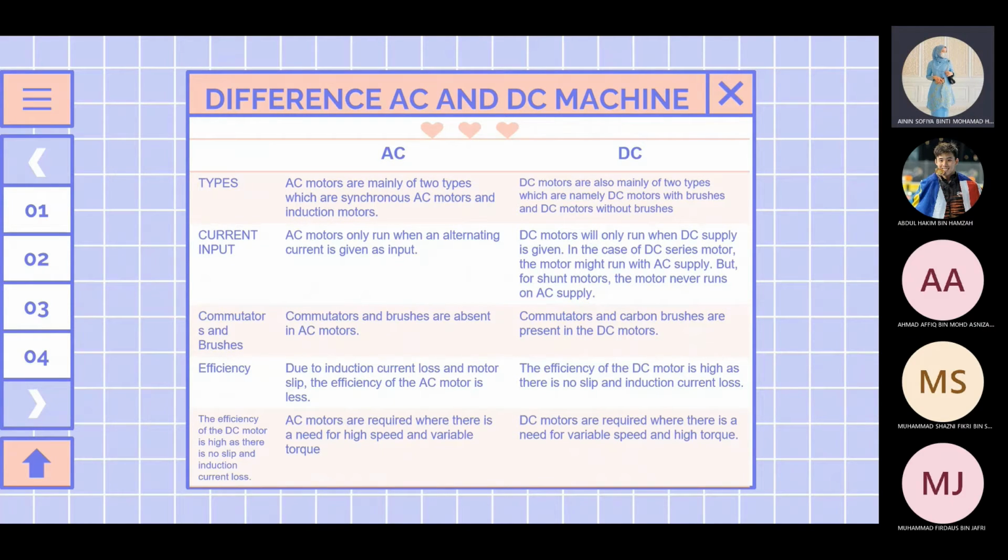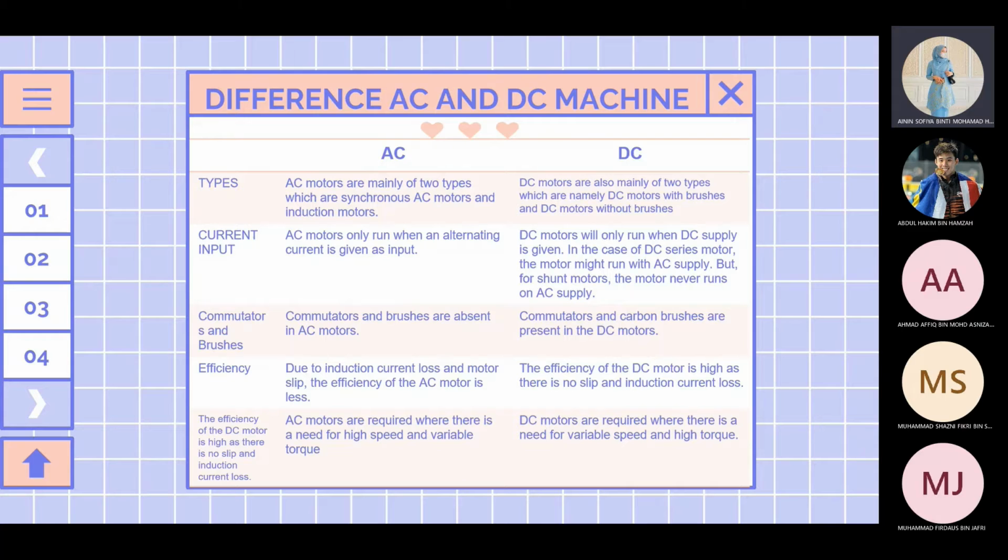Difference between AC and DC machine. For types, AC motors are mainly two types, which are synchronous AC motor and induction motor. DC motors are also mainly of two types, which are namely DC motor with brushes and DC motor without brushes.